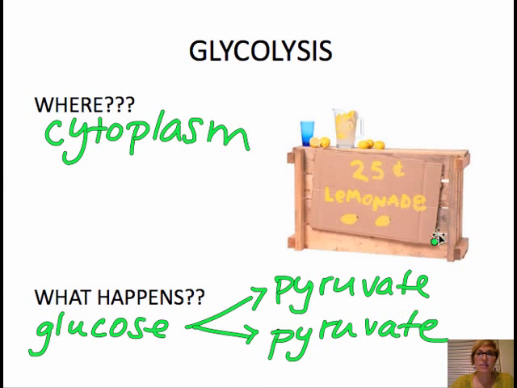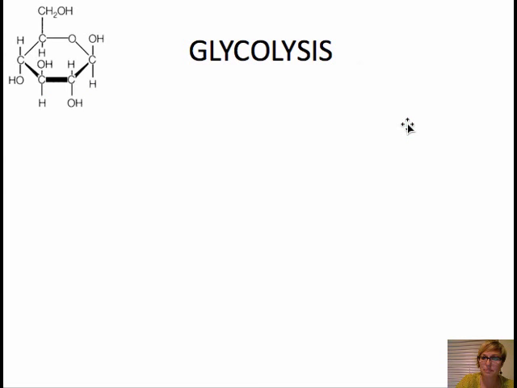I like to think of glycolysis as making lemonade. So think about everything that needs to go into making lemonade and how that is helpful for you in your bank account. So let's take a look at the details.